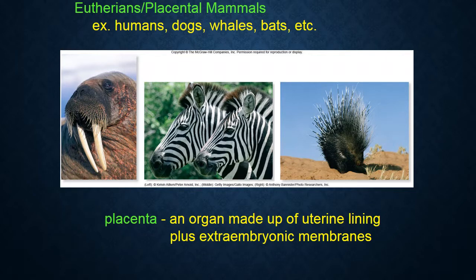What makes this group unique is the placenta, and that is an organ that's made up of uterine lining plus the extra embryonic membranes. Remember, we've talked about those before with the amniotic egg? Yep, this is where that comes into play.